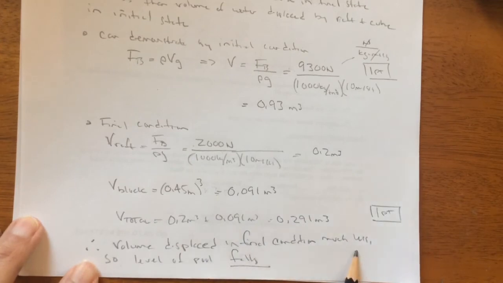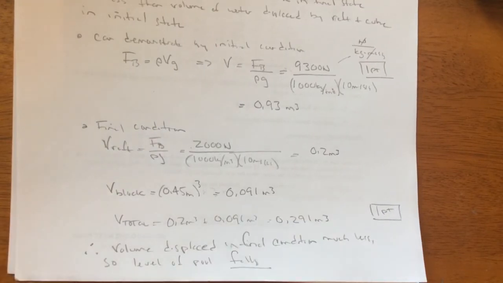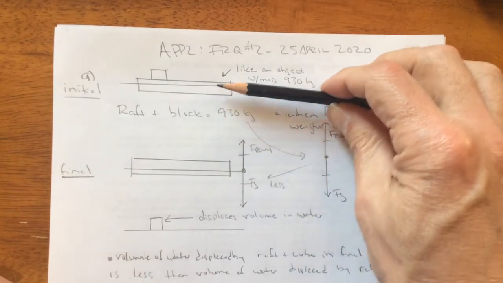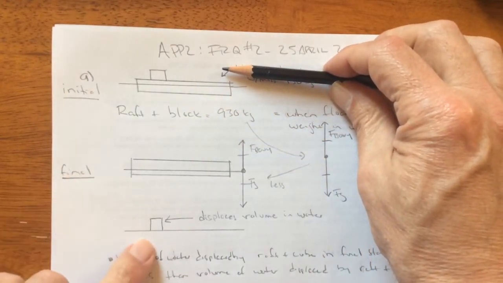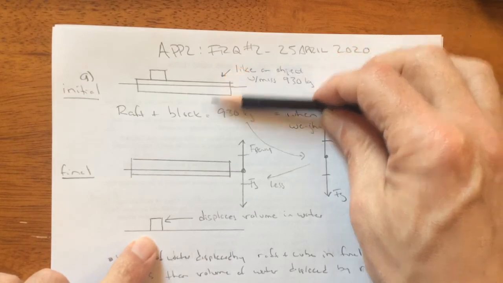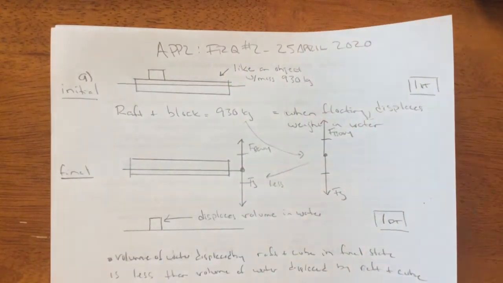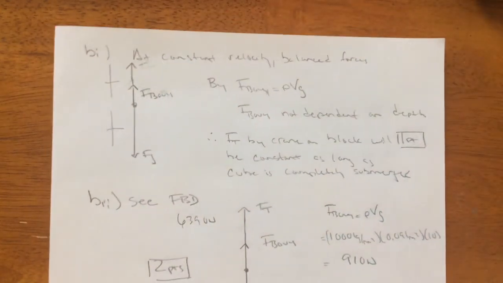Therefore, the volume displaced in the initial condition is much less, so the level of the pool falls, right? So you put this thing in the water, your pool level is going to rise. That block falls off, it's going to displace only its own volume of water, and that level falls. Is that good? I hope so.